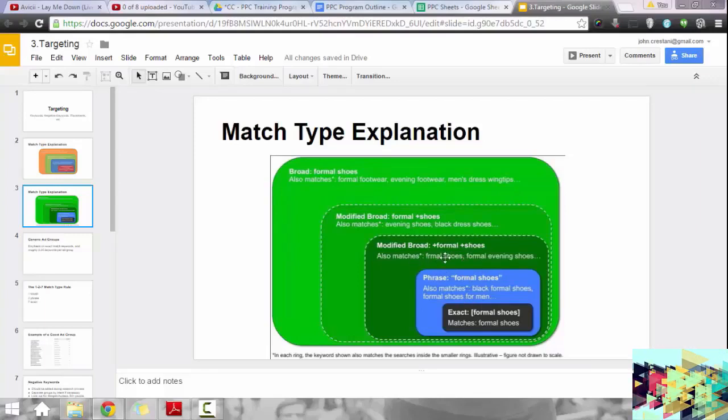Whereas, if you're using a modified broad match like here, it would match with formal evening shoes, etc. So people can add words or subtract words.